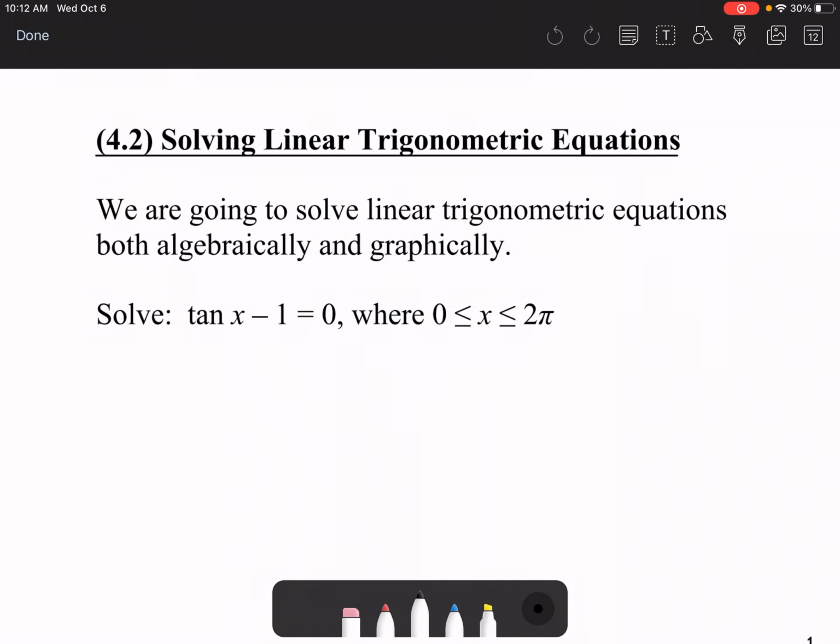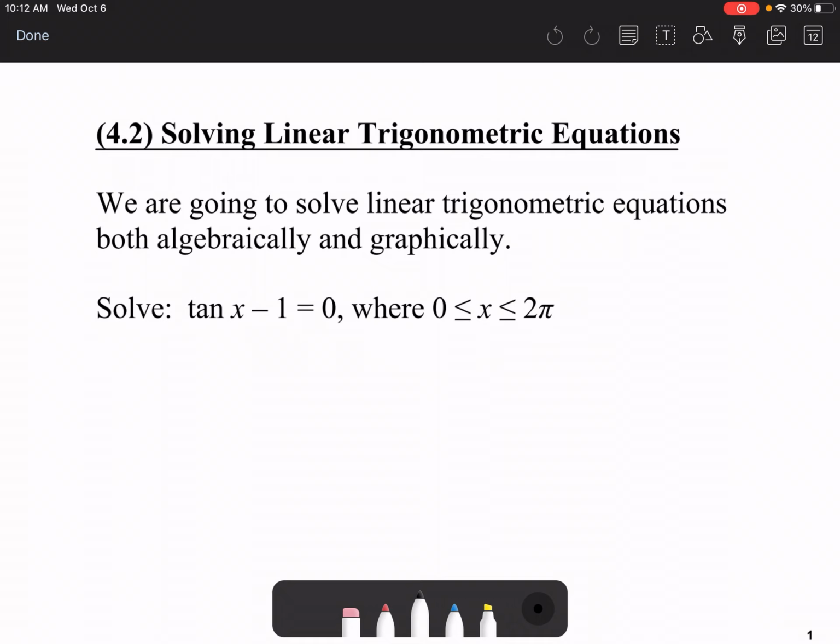So first off, we can rearrange this expression tan x minus 1 equals 0 into tan x equals 1. And we want to solve this on the domain 0 to 2 pi. So we're going to look at where y equals tan x and y equals 1 intersect. That's what it's actually looking at.